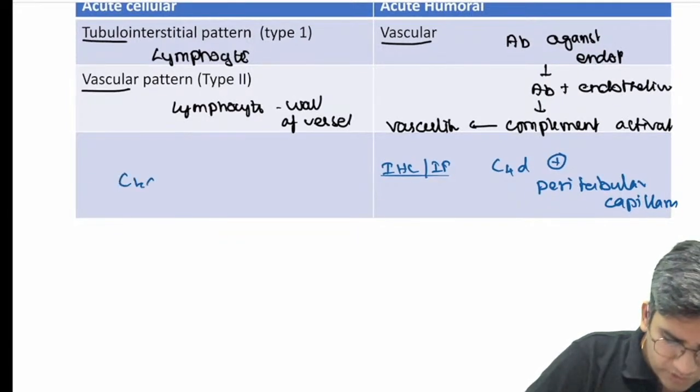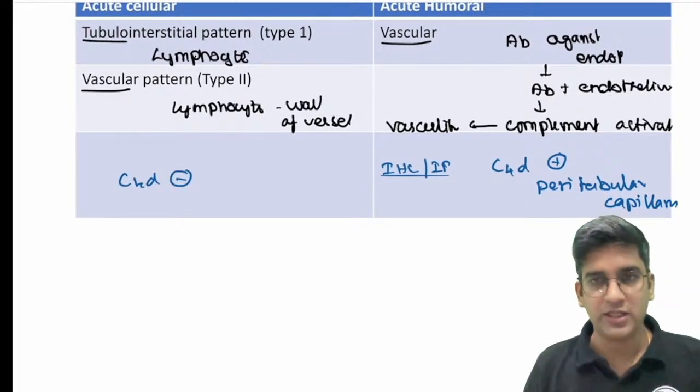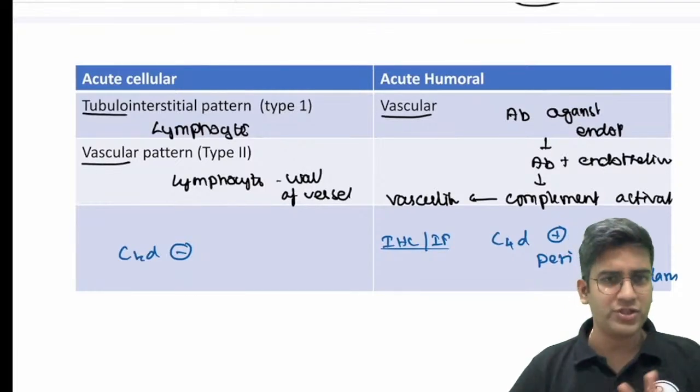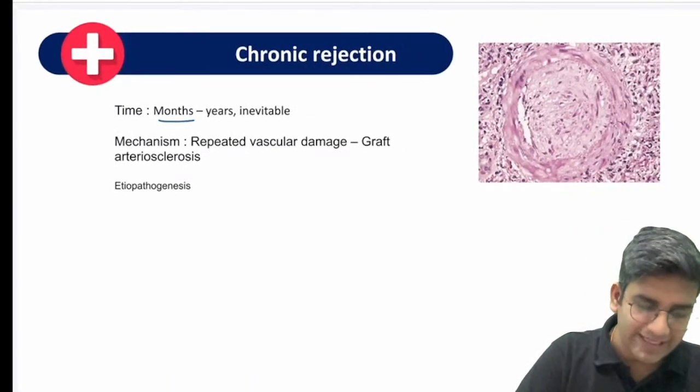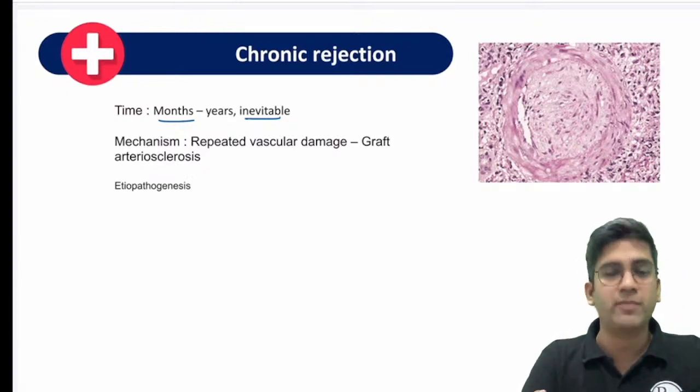Here, C4D will be negative in case of an acute cellular rejection, fine. Okay, that's about acute rejection, just in a few words. Chronic rejection is something which happens very late and it's inevitable. We cannot stop it from happening.